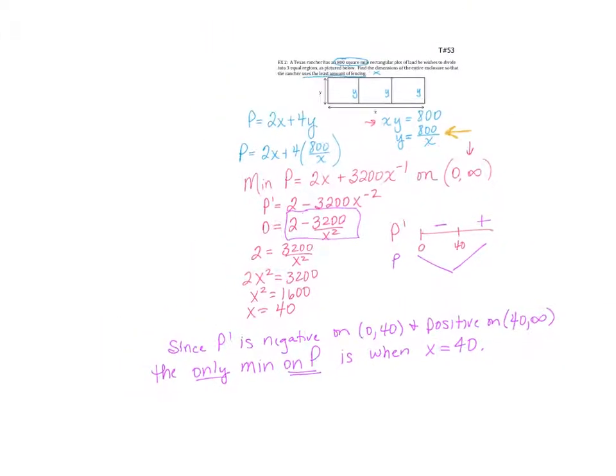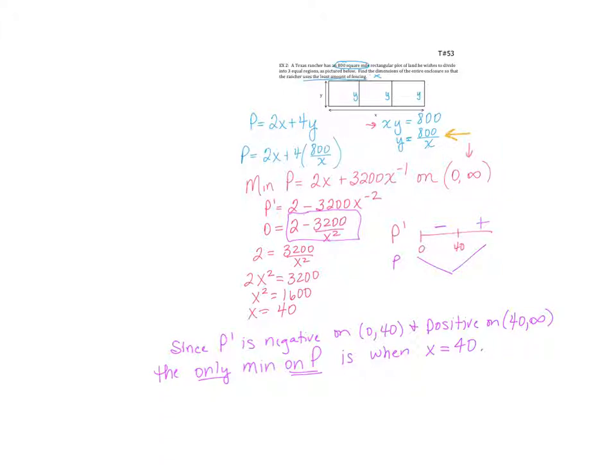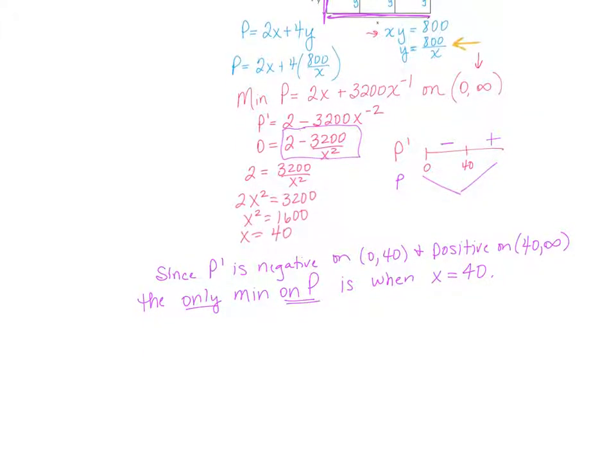Now let's answer the question. What was the question? Did it ask for the maximum or the minimum perimeter? Nope. It says find the dimensions of the entire enclosure. So the entire enclosure would be x, comma, y. Well, we just said that the x was 40, and way back up here, I know that if x equals 40 and y equals 800 over x, then therefore I can say y equals 800 over 40, so that equals 20.